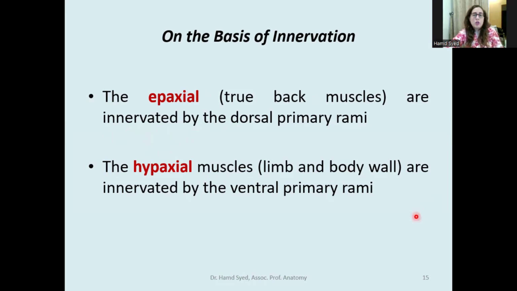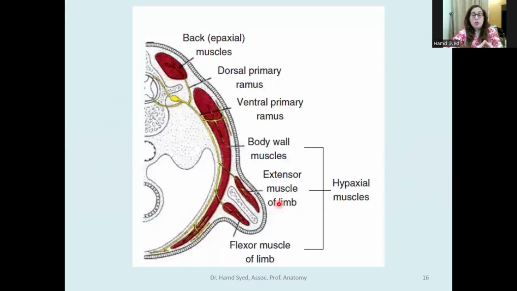And this classification will divide muscles into two groups, which are epaxial and hypaxial muscles. Epaxial muscles are the muscles which are the true back muscles. They are innervated by the dorsal primary rami. Now, the other group, which is the hypaxial muscles, are the muscles of the limb and body wall, and they're innervated by the ventral primary rami. So let's look at this classification of muscles based on their innervation.